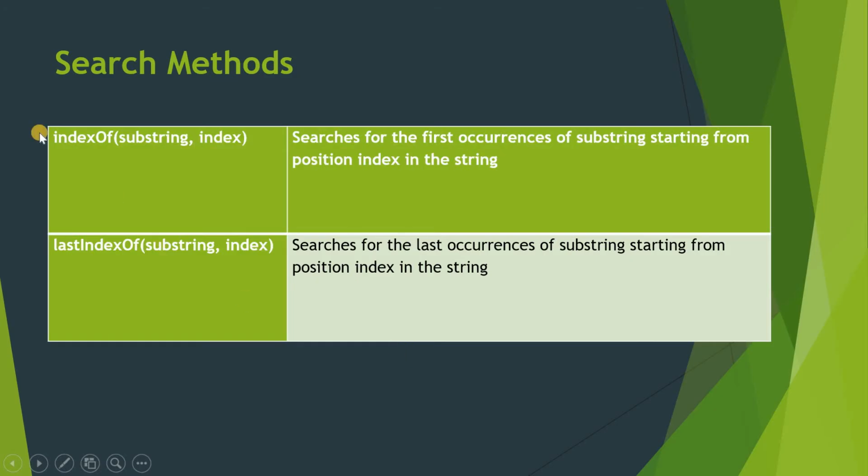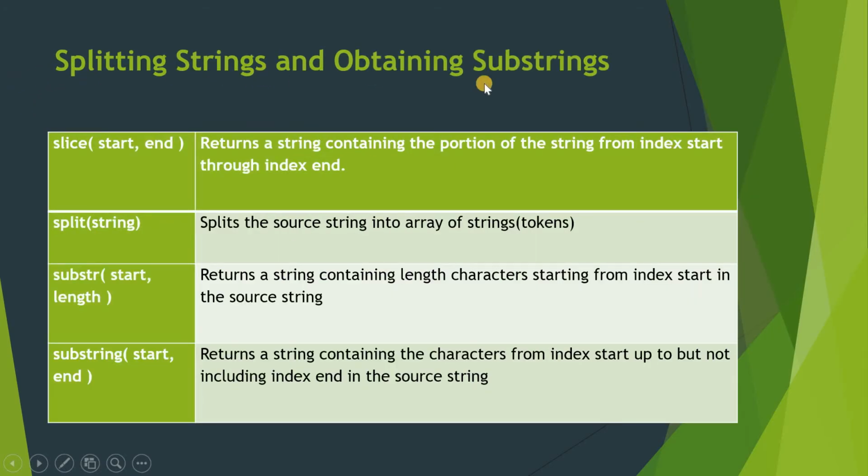Moving back to the PPT, we are going to discuss splitting a string and obtaining substrings. So how to split a string and obtain a substring using the string object. These are some of the methods used for that. slice(start, end) is used to return the string containing the portion of the string from the index start through the index end. split is used to split the source string into an array of strings.